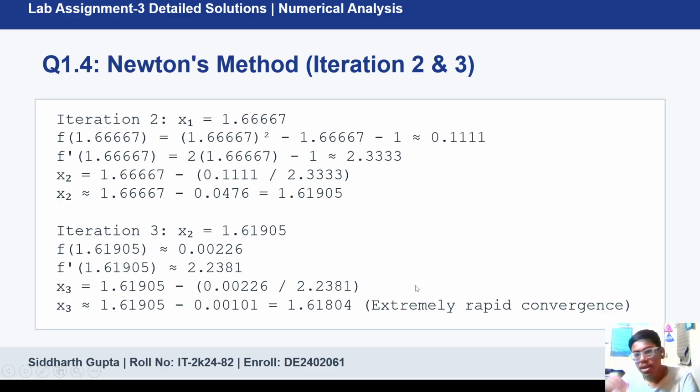So here, in Newton-Raphson you can see it has converged in only 2 to 3 iterations. It is faster than all of the previous methods we have known. So Newton-Raphson is faster and it will converge in the third iteration only, and the answer will come 1.61804, the same answer as we have seen in the previous three methods.